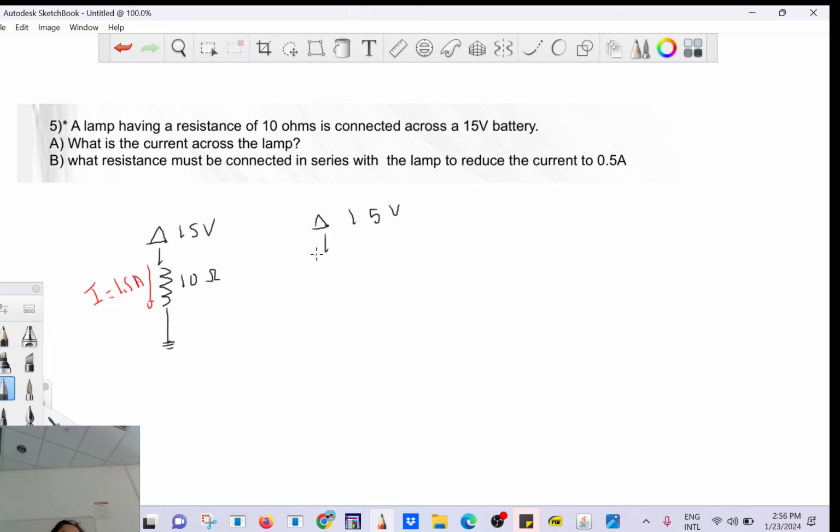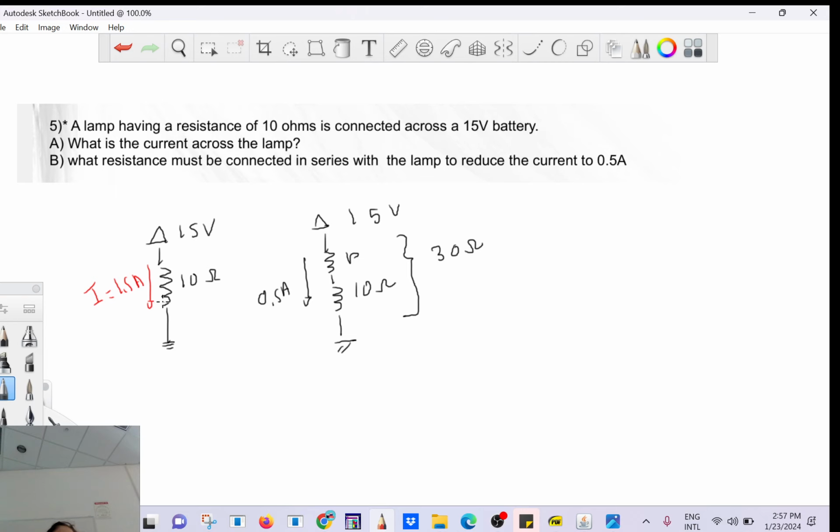So how can we reduce the current? We need to add a small resistance here next to my load of 10 ohm, such that the current here is 0.5 amps. So we need to find another resistance. We need to add another resistance to reduce the current. So what's going to be the equivalent resistance here? If you have 15 and 0.5. Very good. 30 ohms, right?